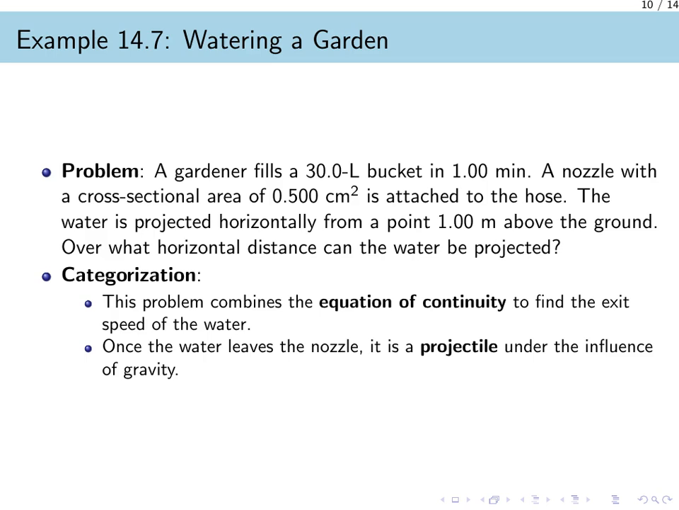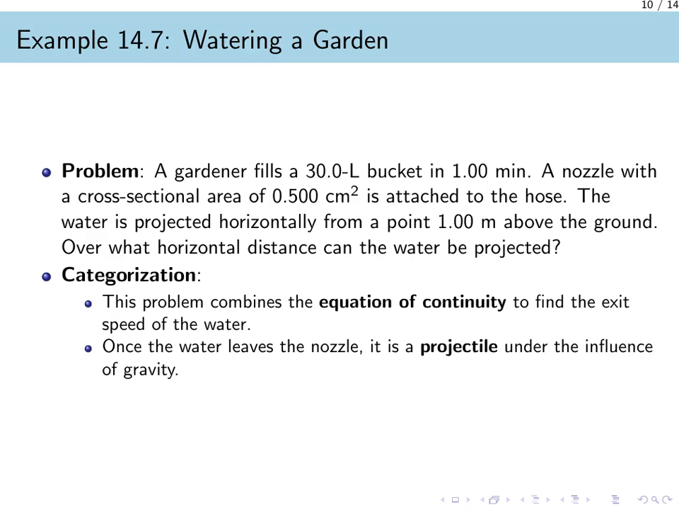Second, once the water leaves the nozzle, it is in freefall and behaves as a projectile. Its motion is governed by the laws of two-dimensional kinematics. The water has an initial horizontal velocity, which we found in the first step, and it accelerates downward due to gravity.